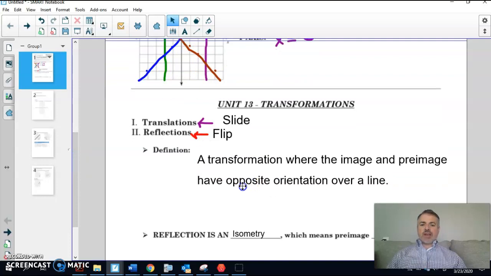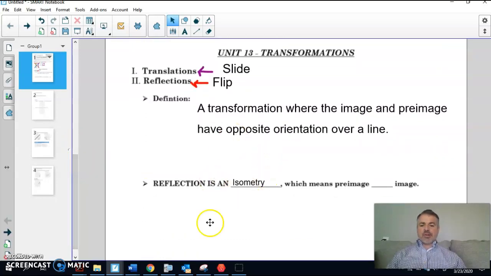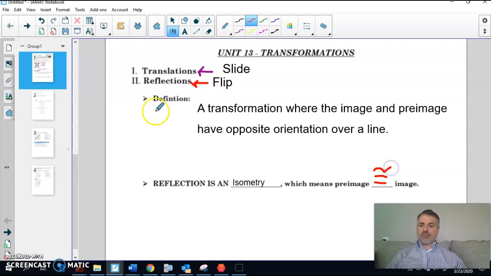Again, the definition of that, it's a transformation where the image and the pre-image have opposite orientations over lines. Remember that opposite orientation? I demonstrated that with Joey where he had his Stoga t-shirt on, where it said a GOTS in the reverse direction. So that's a weird phenomena that happens with these transformations. Then we talked about reflection is also an isometry, which means that the pre-image and image, even though they're reverse orientation, they're still going to be congruent to each other. So it's still an isometry.